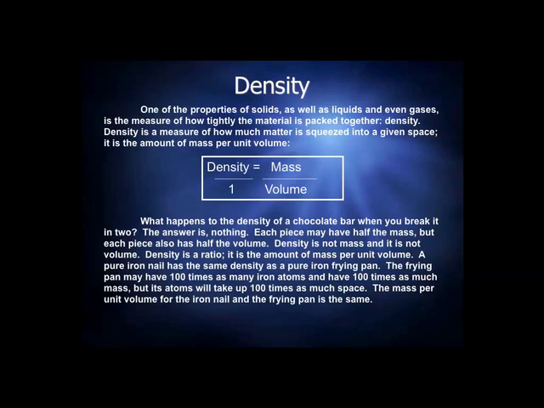Okay, let's put that away. This is your mass of solids lab you're gonna be doing.